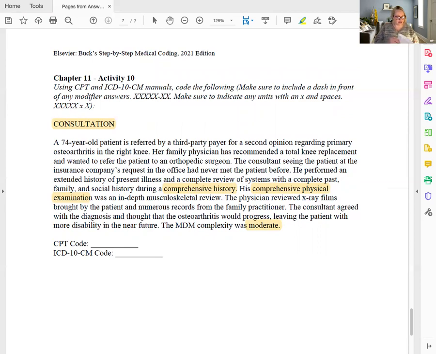So according to the CPT codebook, under modifiers for E&M, a mandated service, which is a service required by the insurance or another party, such as a lawyer or a judge, would be indicated with modifier 32 to show that it was in fact mandated by somebody other than the patient or another provider.